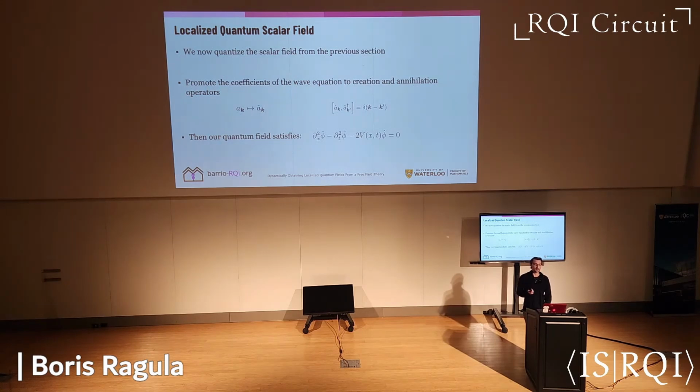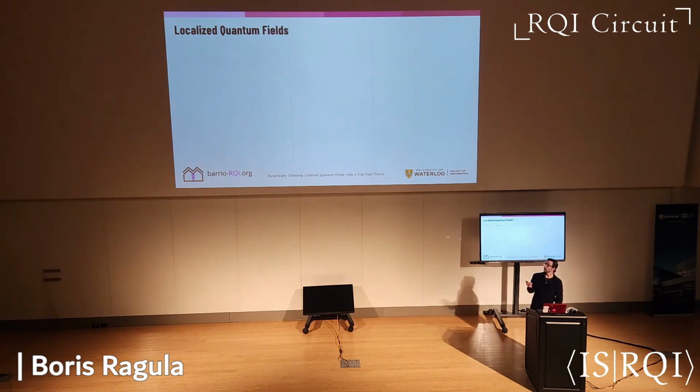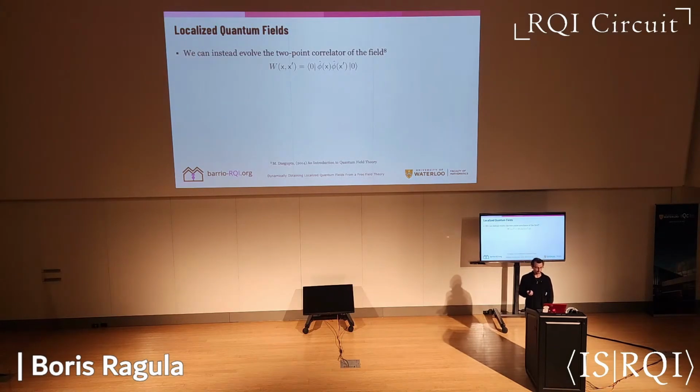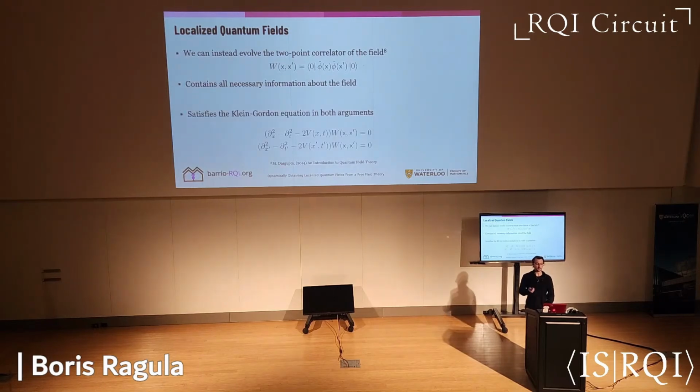And so we can work around this by instead evolving the two-point correlator, or Wightman function, of the field. In our case, this will contain all of the necessary information about the field because we're starting in the ground state for a free field theory. We also get the added benefit when evolving the two-point correlator that it satisfies the same equation of motion in both of its arguments.